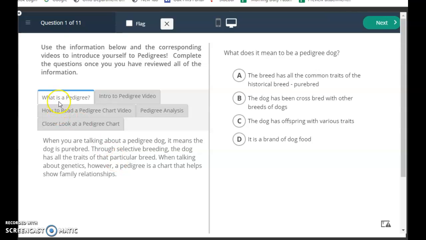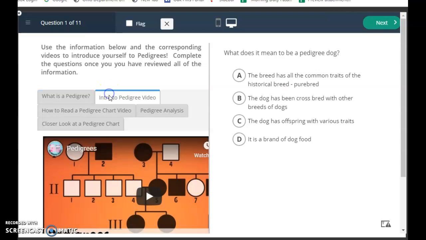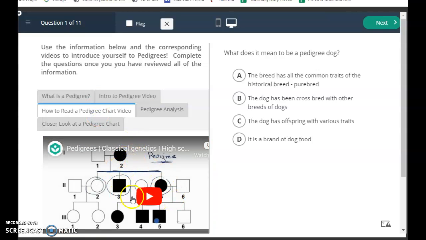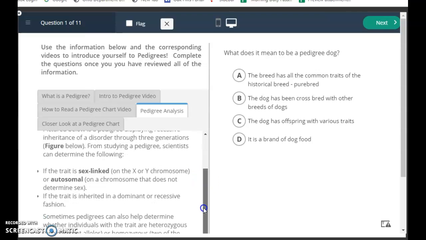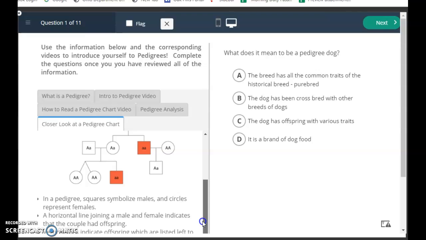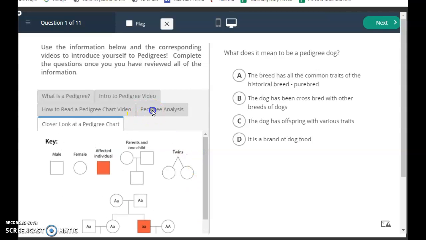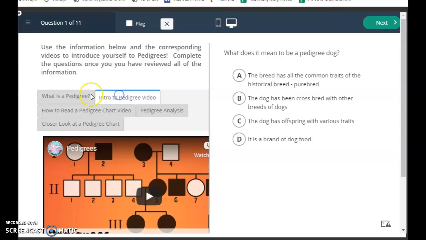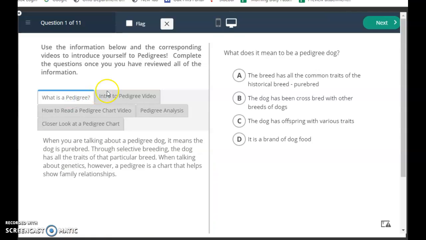So if you need to know the definition of a pedigree, you would just click that, and you get this definition. There's a little pedigree introductory video to watch that'll help give you answers. How to read a pedigree chart: there's a video for that, so you can get a quick definition of that. A little bit about pedigree analyses and a closer look at a pedigree chart, what's all involved in that? So it's all available right here.